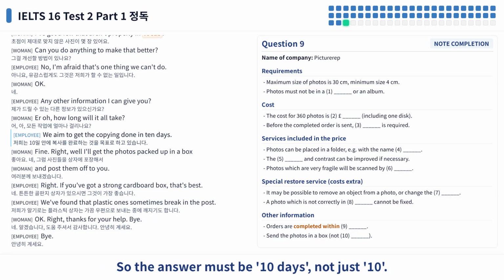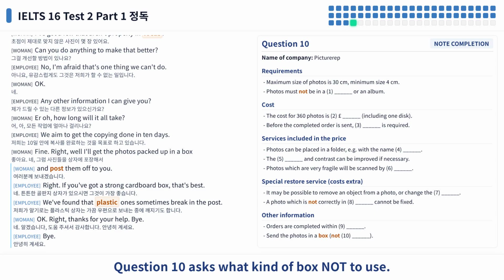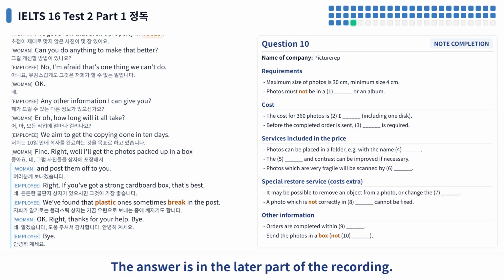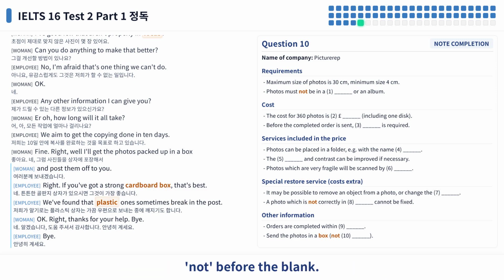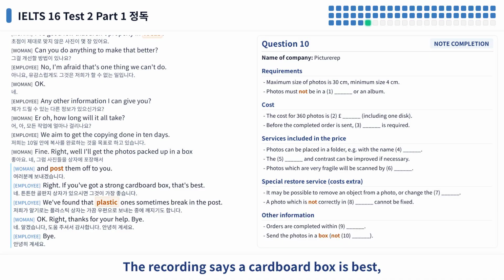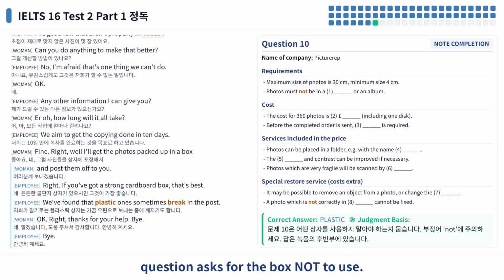Question 10 asks, what kind of box not to use? Pay attention to the word not. The answer is in the later part of the recording. The question asks what box not to use, with not before the blank. The employee first recommends a cardboard box, then says plastic ones break. The recording says a cardboard box is best, but plastic ones break. The question asks what not to use, so the answer is plastic. Final answer, plastic. Don't be confused by cardboard.